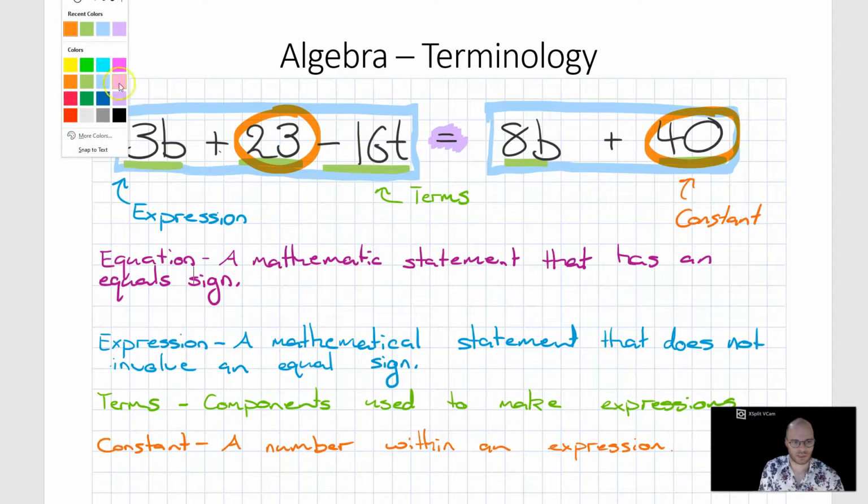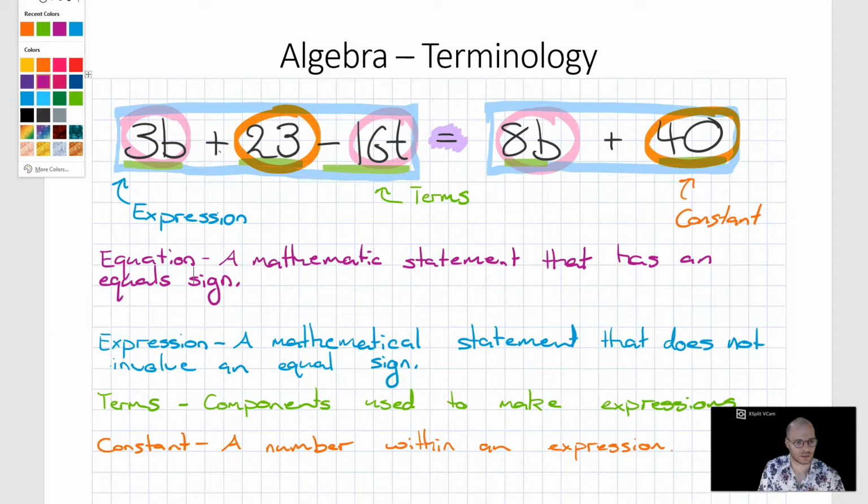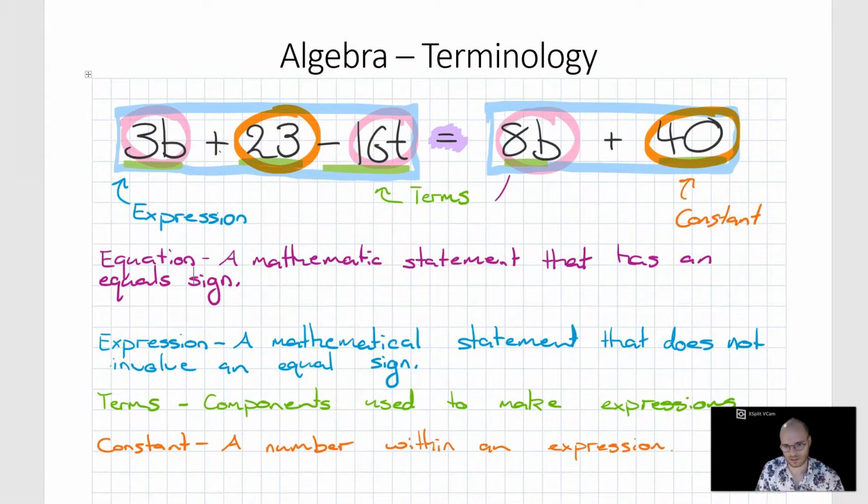The second type of term we can have is a term with a variable in it. We've got these terms here. Notice they're made up of a number and a letter. The number in these terms is called the coefficient, and the letter is called the variable.